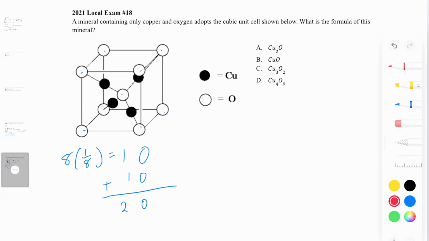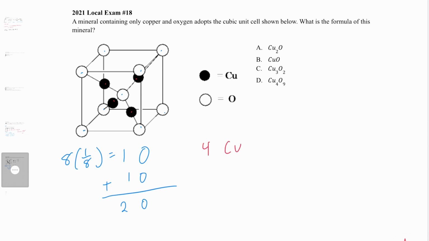Okay, now let's count the coppers. We have 1, 2, 3, 4. We have 4 coppers. So it's going to be copper 4, oxygen 2, but that can be simplified to copper 2, oxygen, which is answer choice A.